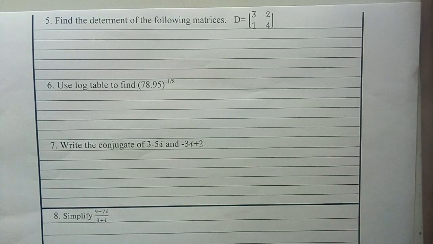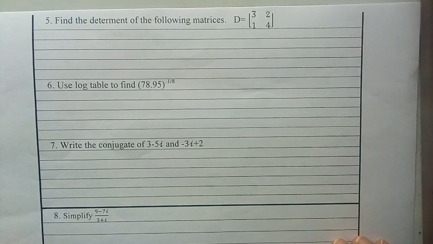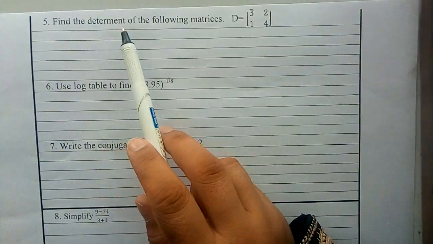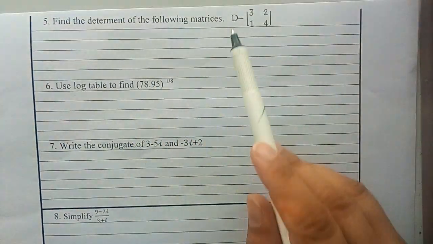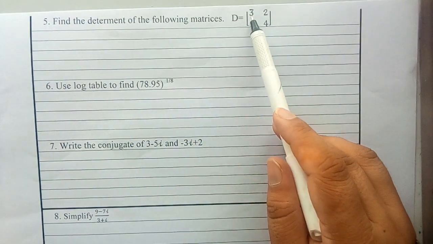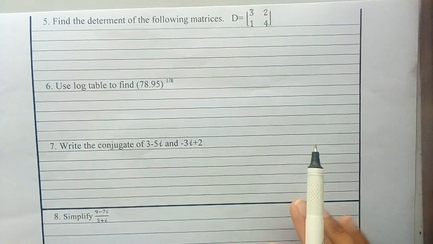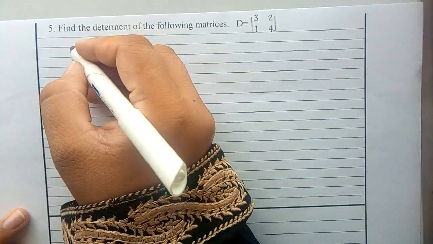Today we will solve the review exercise of Mathematics Level 9, page number 3. Question number 5 is: find the determinant of the following matrices. Here we are given a matrix D equal to 3 2 1 4. We have to find its determinant.